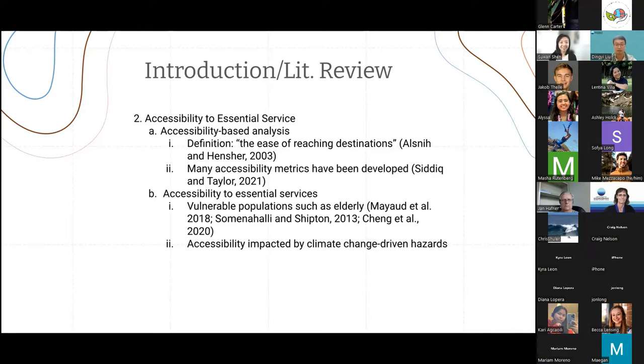In this study, we particularly focus on the accessibility to the essential services. Why I focus on the older population's accessibility to the essential services is because older people have a high need to go to the essential services such as hospitals and clinics. They may also have a frequent requirement to ask for help from the fire station and the police station.